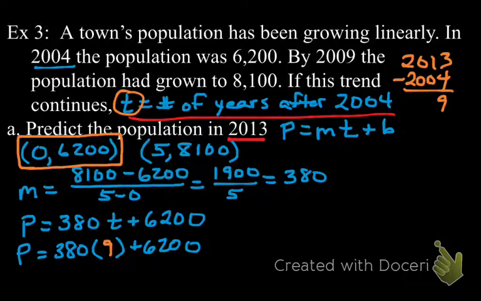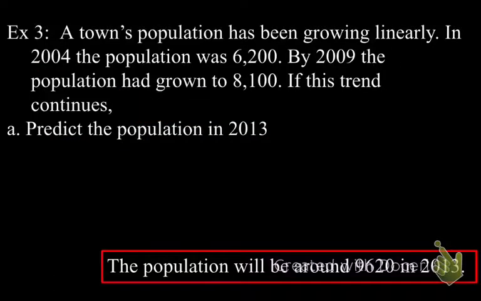9,620. So the population, according to our model, will be 9,620 in the year 2013. So there you can see that answer. Population will be around 9,620 in the year 2013.